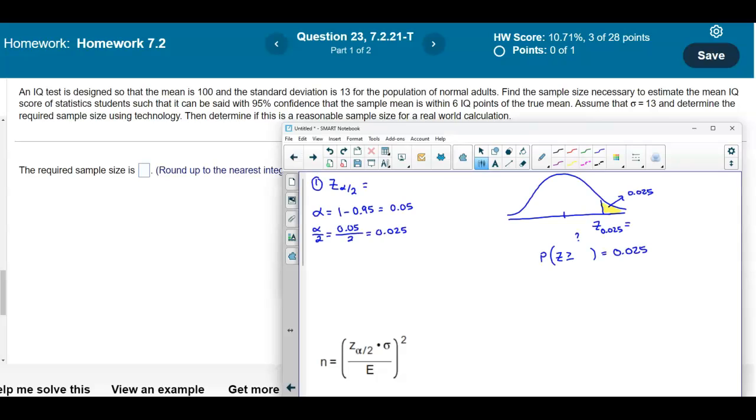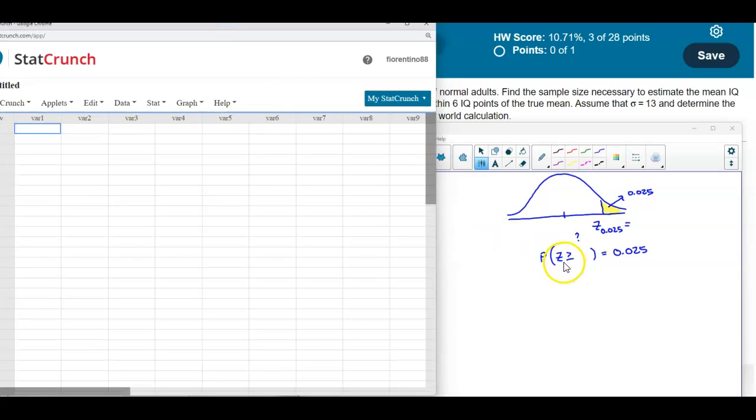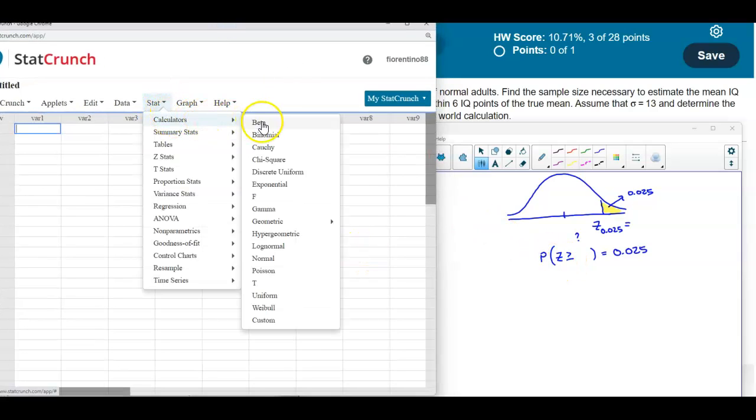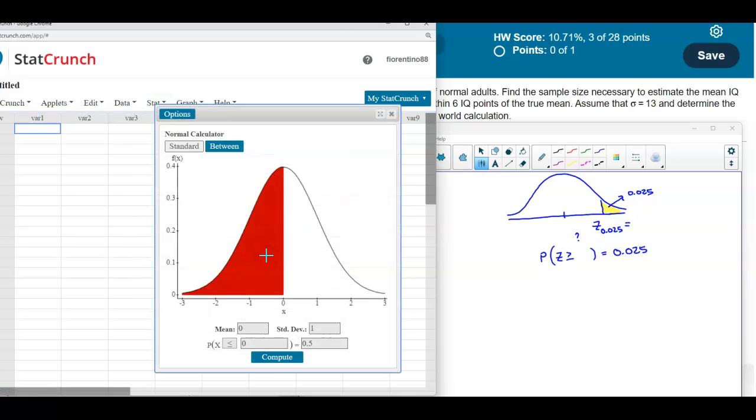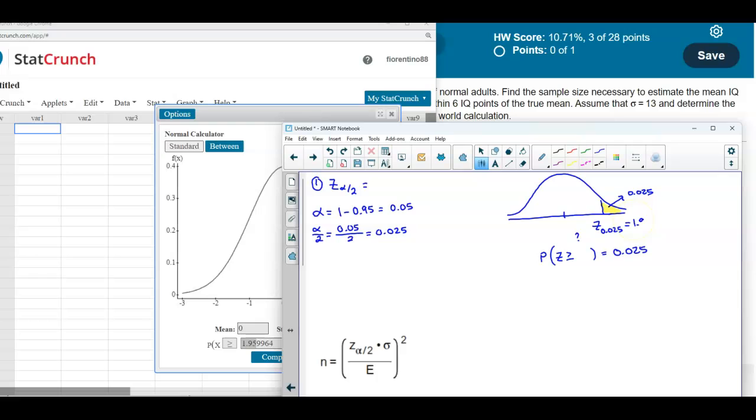So let's open this up. Because we want to find the critical z-value, we're going to go to Stat, Calculators, and then use the normal calculator. We want to make sure that it's in the right tail, so we change that to greater than or equal to. Then we put in the area of 0.025, and that gives us a critical value, rounded to 2 decimal places, of 1.96. So 1.96 represents the critical z-value.